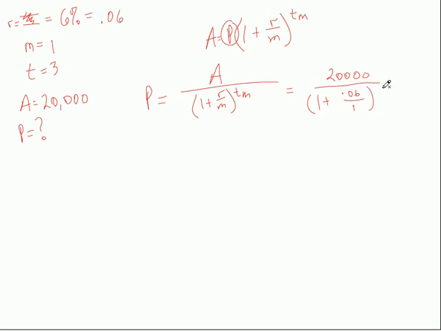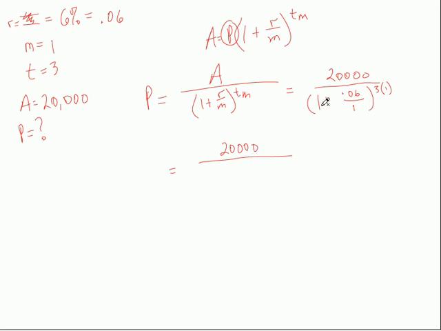To the tm power. Now t is 3. Now obviously it's 1. We don't really need to put it there because 3 times 1 is 3. But you know, who knows? It might be compounded monthly or biannually or something like that at some other point. So we'll put it right in there. All right. And now you just plug that all into your calculator. You could do it all in one shot if you wanted to, but I would just be careful with that.